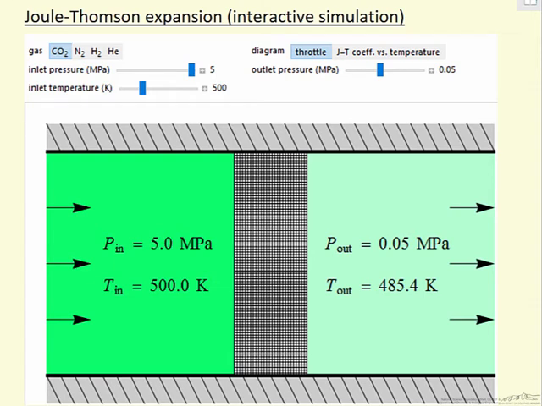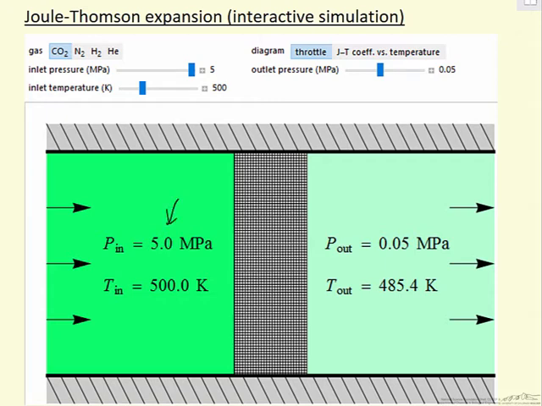This interactive simulation demonstrates the Joule-Thomson effect, where we have a high pressure gas expanding to low pressure rapidly. So it's an adiabatic throttle, which means the enthalpy coming in equals the enthalpy leaving. And since at high pressure, enthalpy depends on both pressure and temperature, that means the temperature can change as we lower the pressure. And you can see for the particular conditions for carbon dioxide.